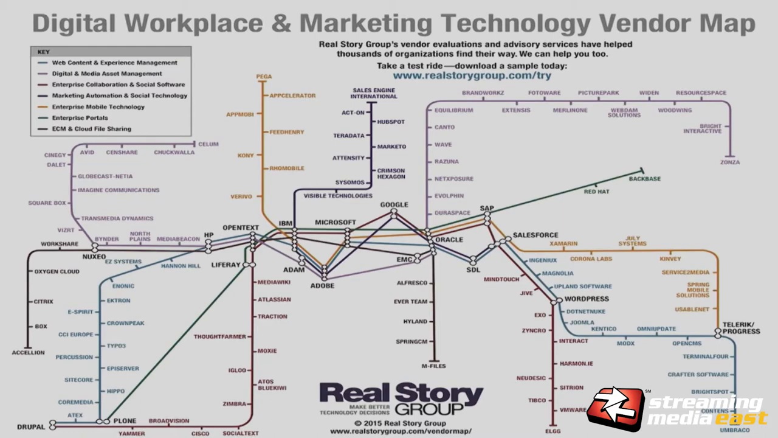And we had a vision one night while we were in London, we being some members of the team at Real Story Group. We'd probably had a few gin and tonics, and we were sitting in the tube station, and we looked at this and said, wow, that would be really cool if we put all the vendors that we evaluate on this tube map. So we took this tube map, and we specifically did a different line for each of the markets we cover.